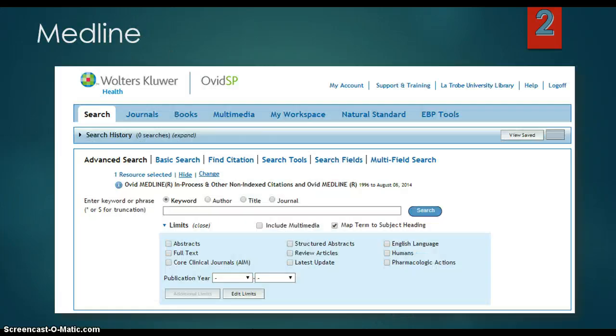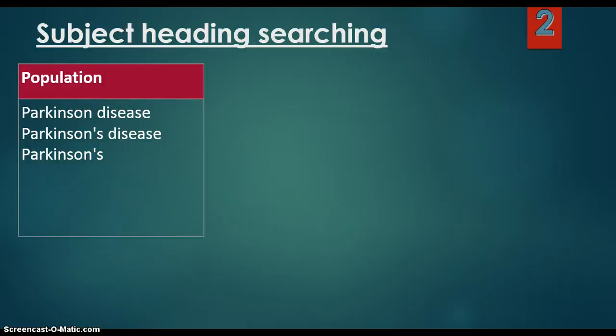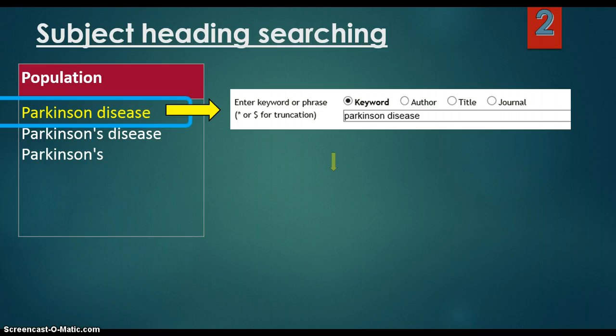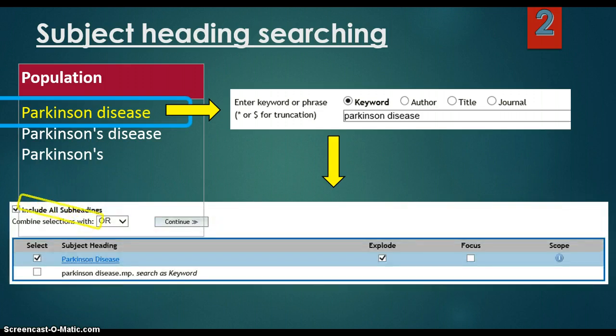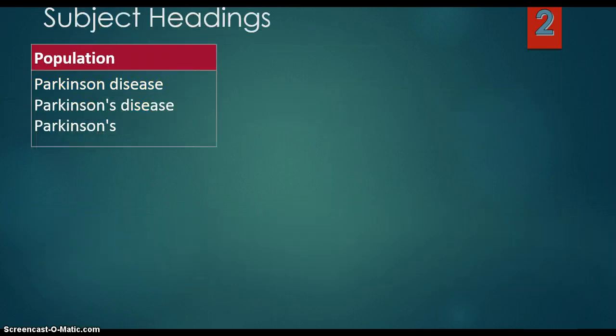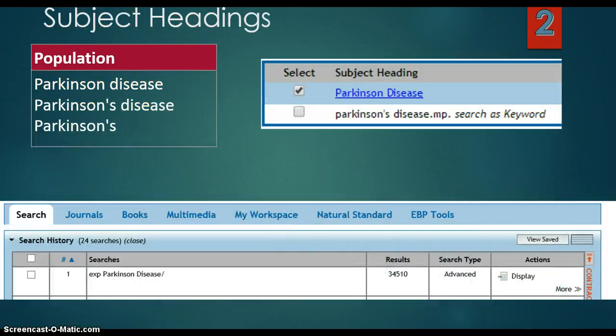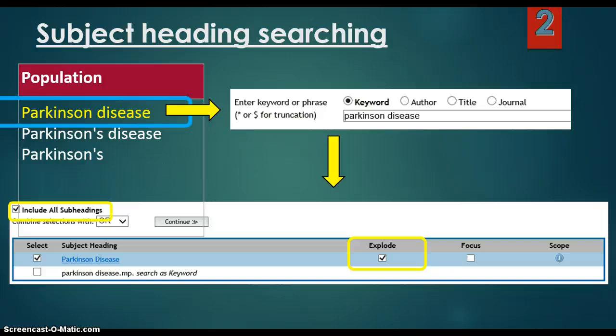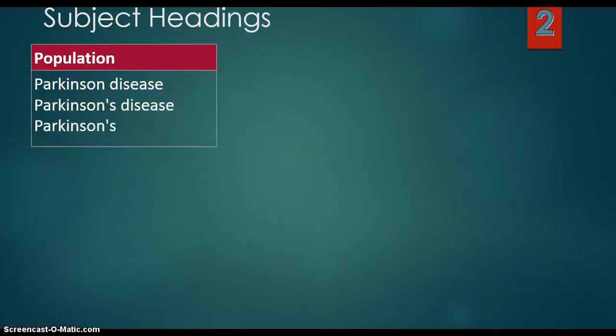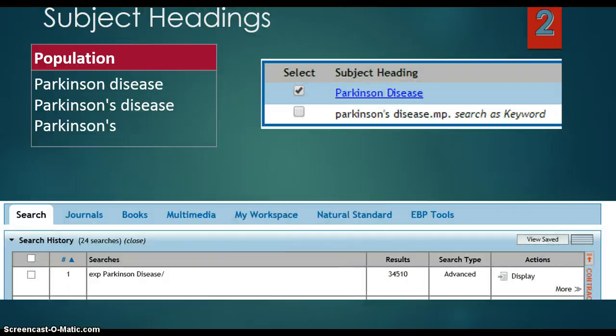First, I'll show you my search strategy on Medline. I began the search looking for subject headings in the population element of the PICO table. This search gave me only one relevant subject heading, so I included all subheadings and exploded. This ensures that all records that list Parkinson's disease are retrieved. As you can see, the database suggested that I use Parkinson's disease and also Parkinson's in the keyword search. This is what we're about to do next.